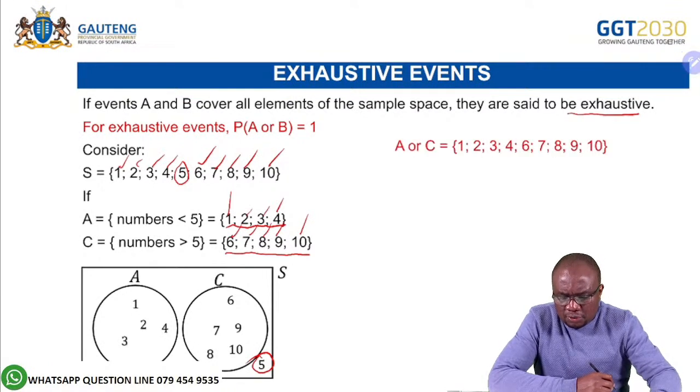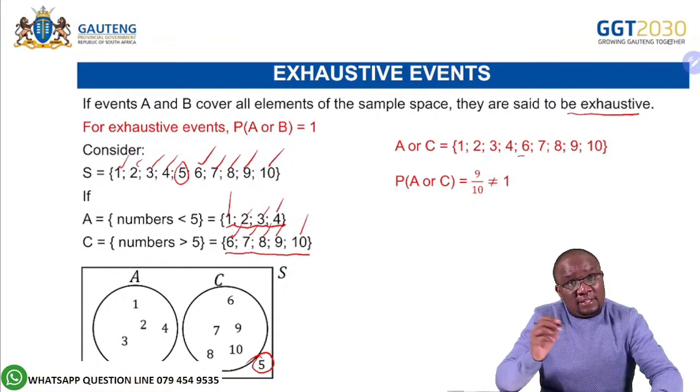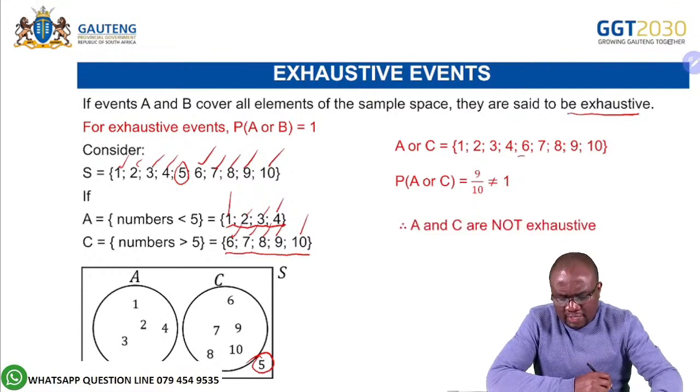So probability of A or B, that's the sample space there, 5 is not there. It's outside the events. So probability of A or B is 9 out of 10, which is not equal to 1. So these 2 events are not exhaustive. They are not exhaustive, but they are mutually exclusive. I really hope you understand these types of events.